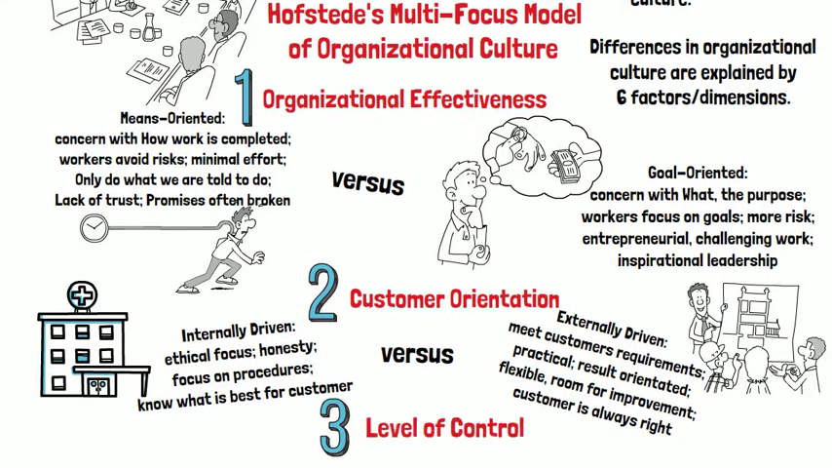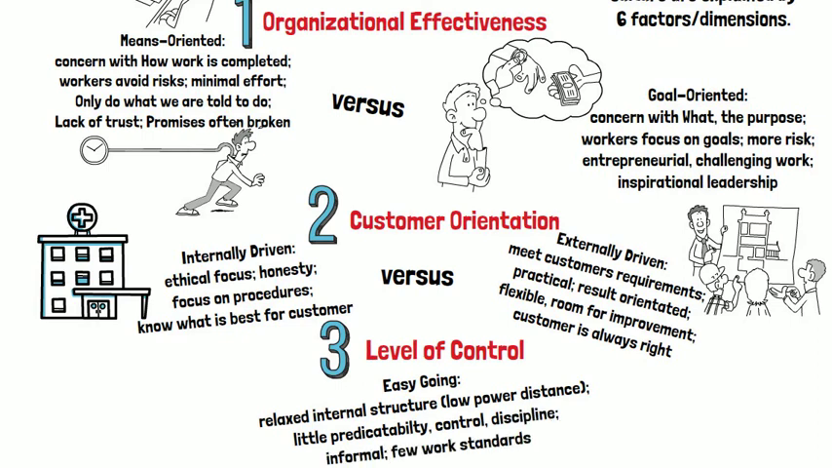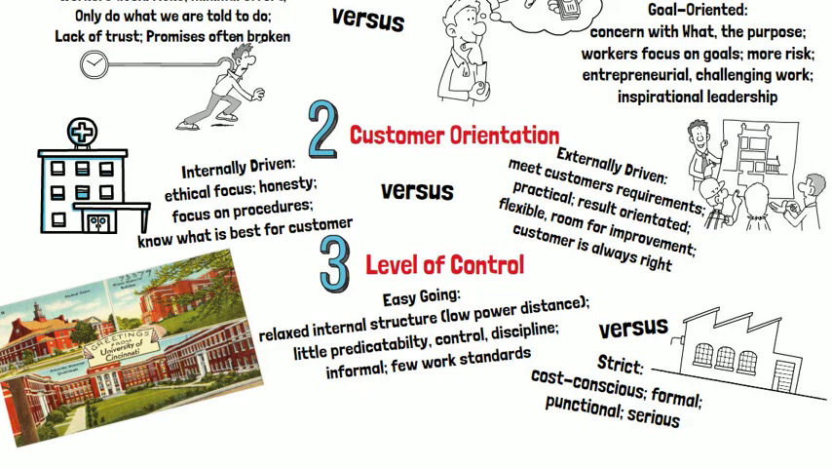The third dimension of organizational culture is the level of control, whether an organization is easygoing, they have a relaxed internal structure, there's low power distance, there's little predictability, control, or discipline. It's very informal and generally very few work standards. I think of where I work, I feel that it's a very easygoing environment, at least my university or my campus here, versus the level of control being really strict. It's more cost conscious, it's more formal interactions, punctuality is important, and there's a seriousness to the work and the work environment. And I think of factories, any type of factory where we are on the clock.